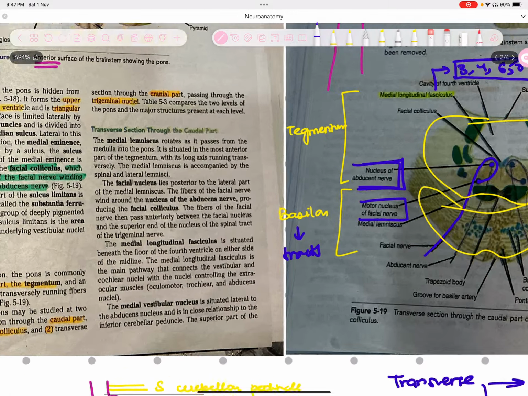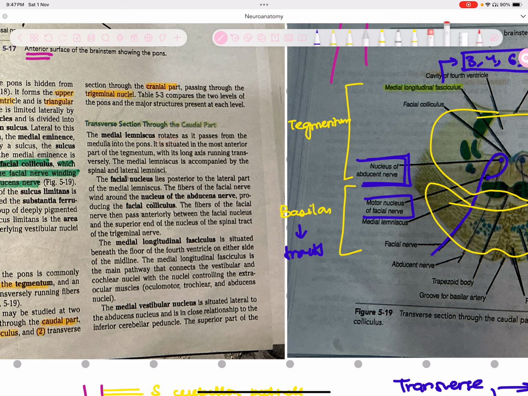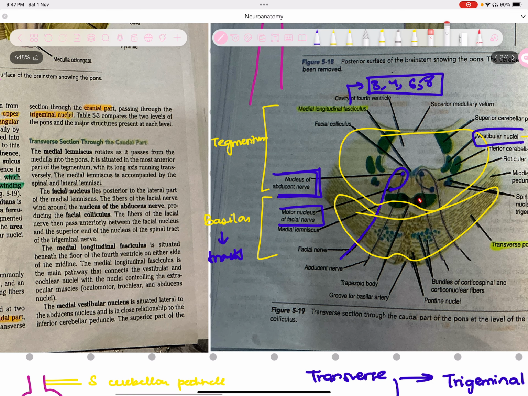Medial lemniscus rotates as it passes from the medulla into the pons. Yes, its orientation changes. It is situated in the most anterior part of the tegmentum. So this is tegmentum, this is anterior, this is posterior, with its long axis running transversely. The medial lemniscus is accompanied by the spinal and lateral lemnisci. We're talking about the caudal section. So even here you had the spinal lemniscus. It's not as visible here as in the cranial transverse section, but it's there.